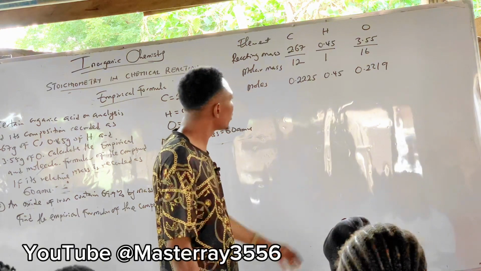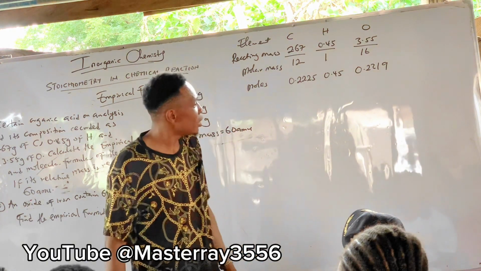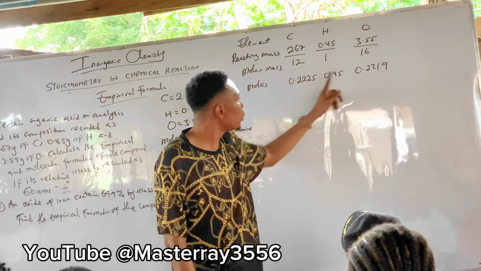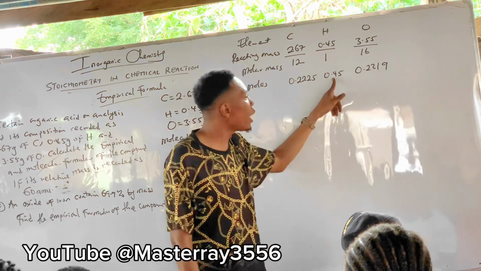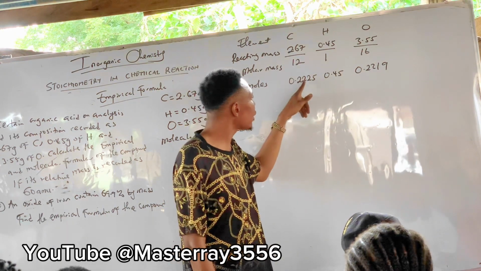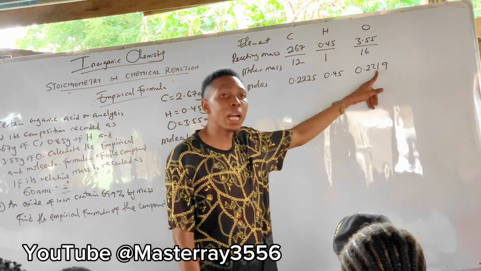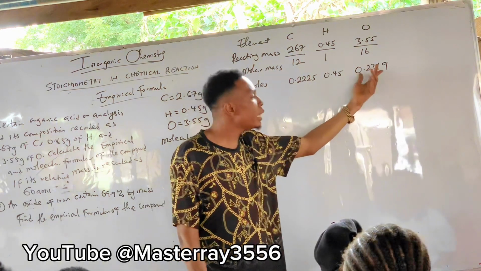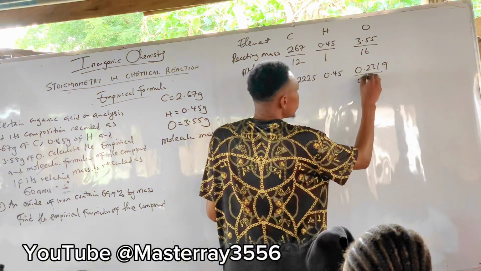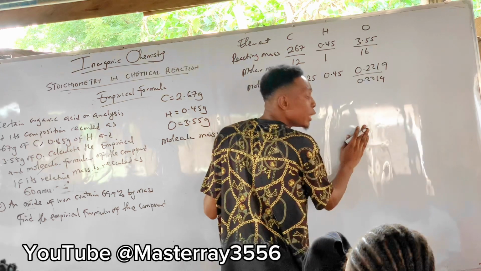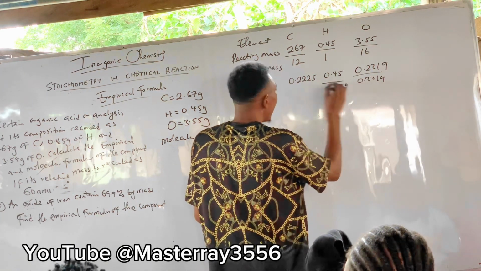0.45. 0.2225. 4 is greater than 2. Then the next one is 2, 2. They are equal. The next one is 2 and 1. So which one is less? So this is the lowest, right? So the lowest is 0.2219. Are you following?